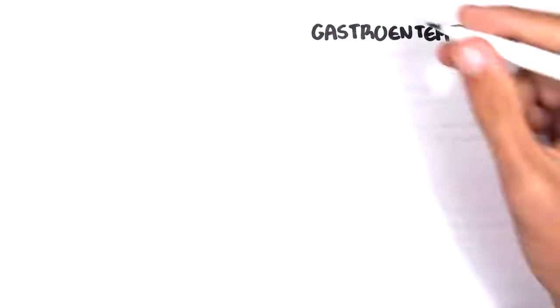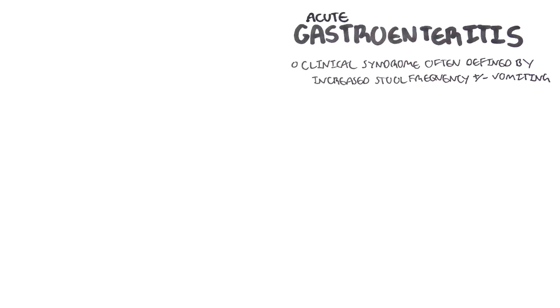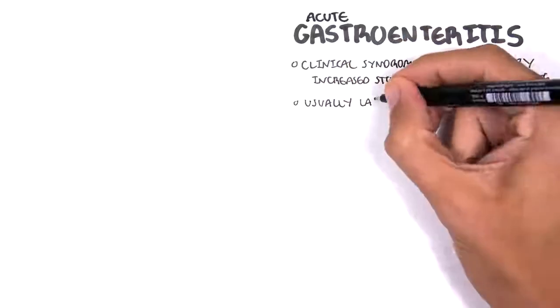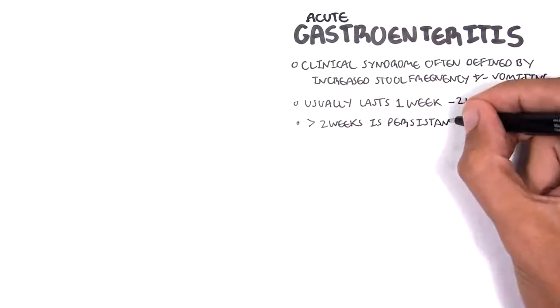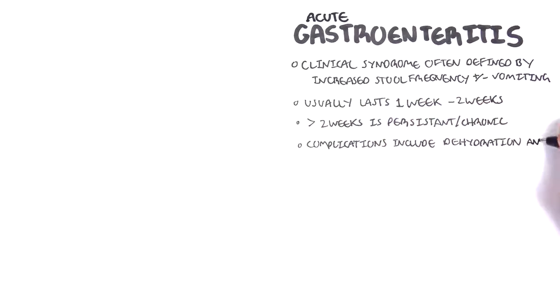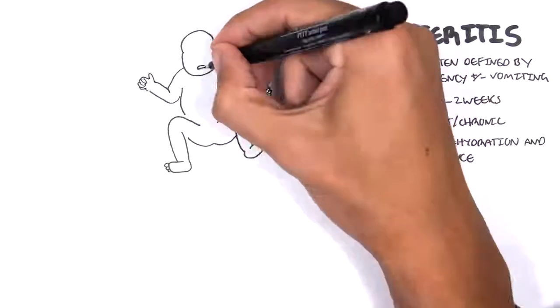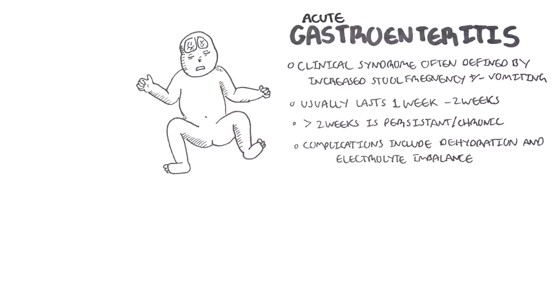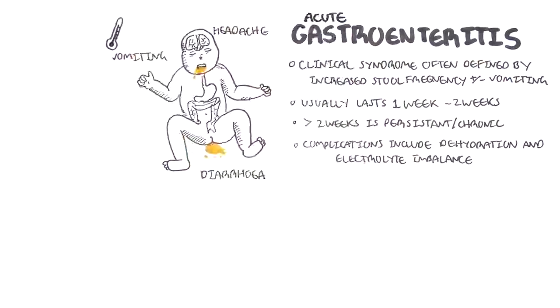Acute gastroenteritis, it's a clinical syndrome often defined by increased stool frequency with or without vomiting. Acute gastroenteritis usually lasts 1 week up to 2 weeks, but it can be more than 2 weeks. If it's more than 2 weeks of diarrhea, it is classified as persistent or chronic. Complications of acute gastroenteritis include dehydration and electrolyte imbalance. The signs and symptoms of acute gastroenteritis include headache, diarrhea, vomiting, and fever, myalgia, and of course there's abdominal cramps.